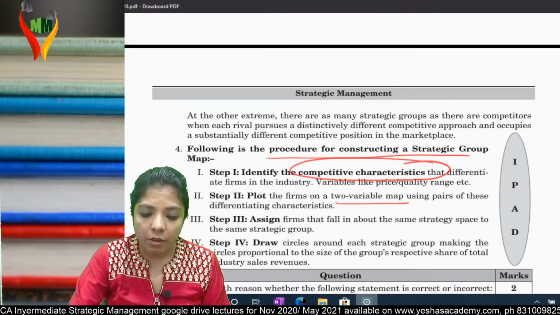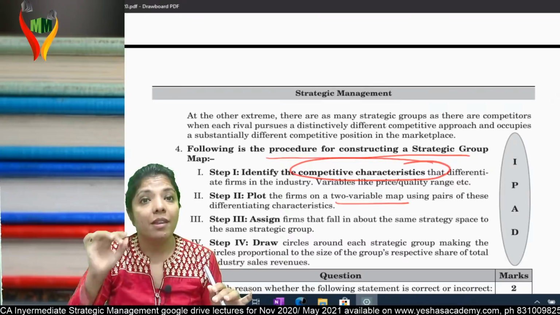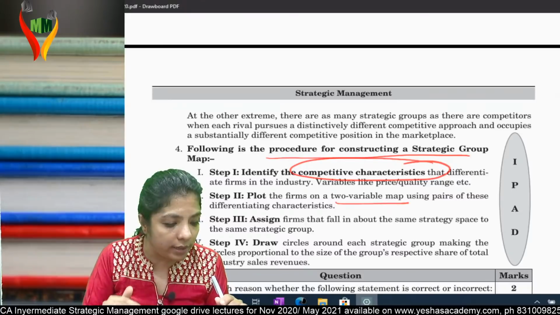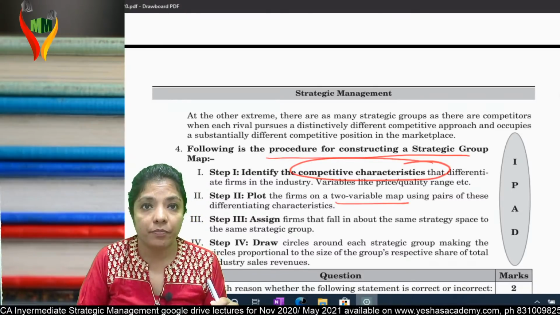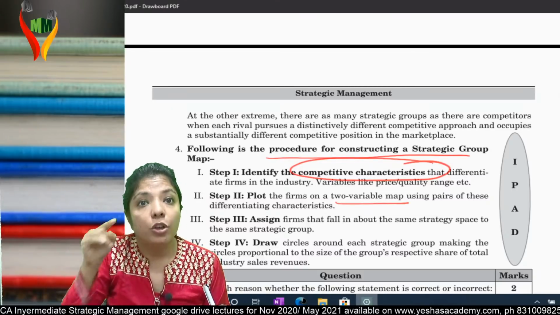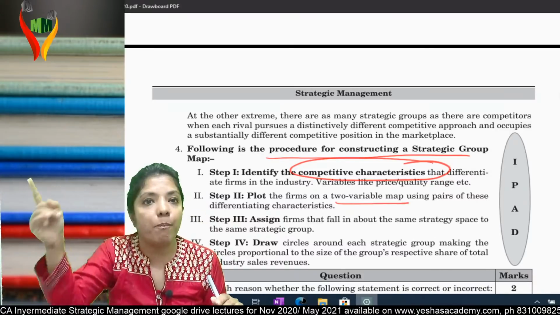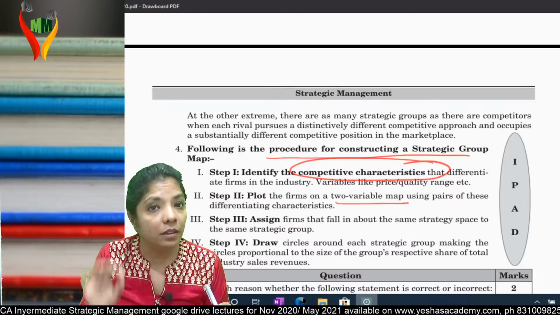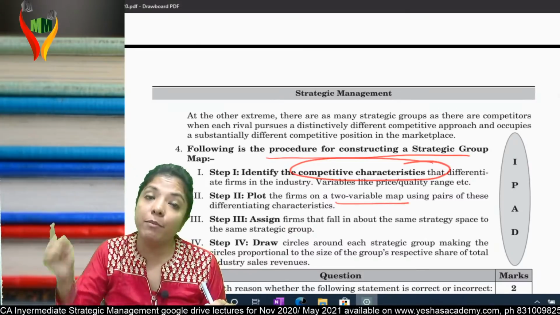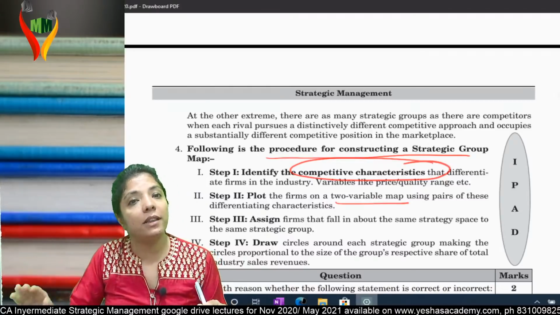So let's read this. Following is a procedure for constructing a strategic group map. First step, identify the competitive characteristics. Price and quality are competitive characteristics. Second, plot the firms on a two variable map using the competitive characteristics. I've taken price and quality, and I have started plotting the firms on that map. Third, assign firms that fall in the same strategy to the same group. Suppose two companies have the same strategy, I will be allotting them the same group.